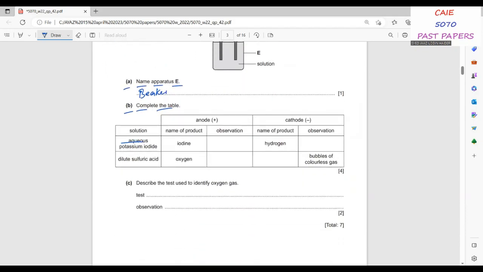We have aqueous potassium iodide and dilute sulfuric acid. So at anode, we will get iodine. The name of the product is written here for aqueous potassium iodide. So observation will be solution turns brown.